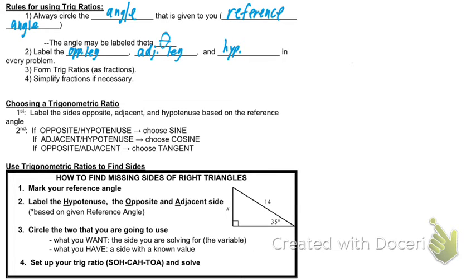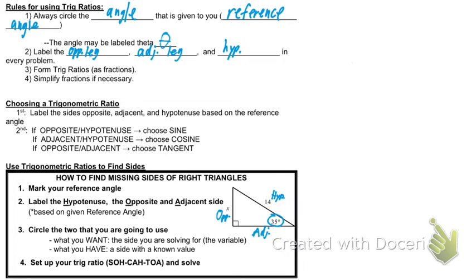So what we do is we mark the reference angle. In this case, it's going to be the angle we're given. So in this triangle, what angle are we given? 35. So I'm going to mark that. I can circle it if I want. Then I'm going to label the hypotenuse, the opposite, and adjacent side based on that reference angle. So in reference to this angle, which sides are what? So 14 is the what? Hypotenuse. X is the which leg? Opposite leg. And the other side is which one? Adjacent.